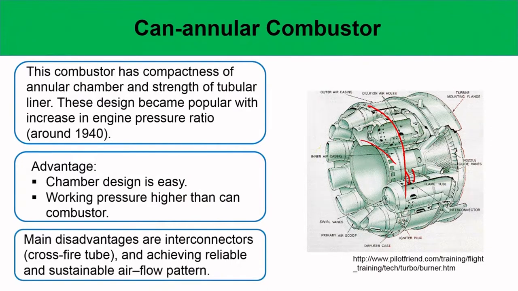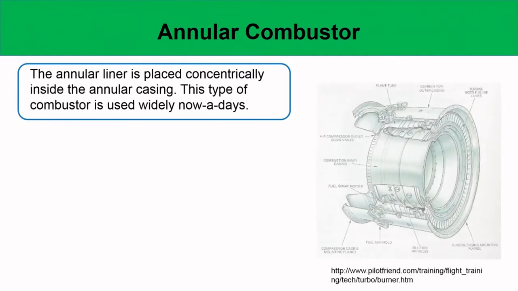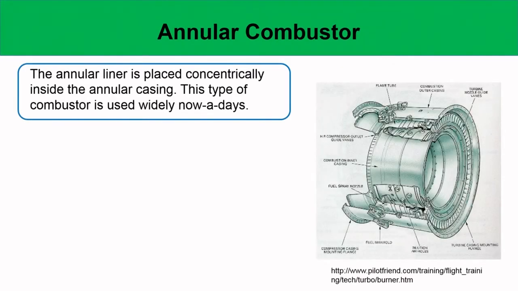The main disadvantages are that these cross-fire tubes are very difficult to develop, and achieving a reliable and sustainable flow pattern is also very difficult. Ensuring flow through these narrow tubes, in and out of these different combustors, is not simple to achieve, and that led to the abandoning of this kind of design.